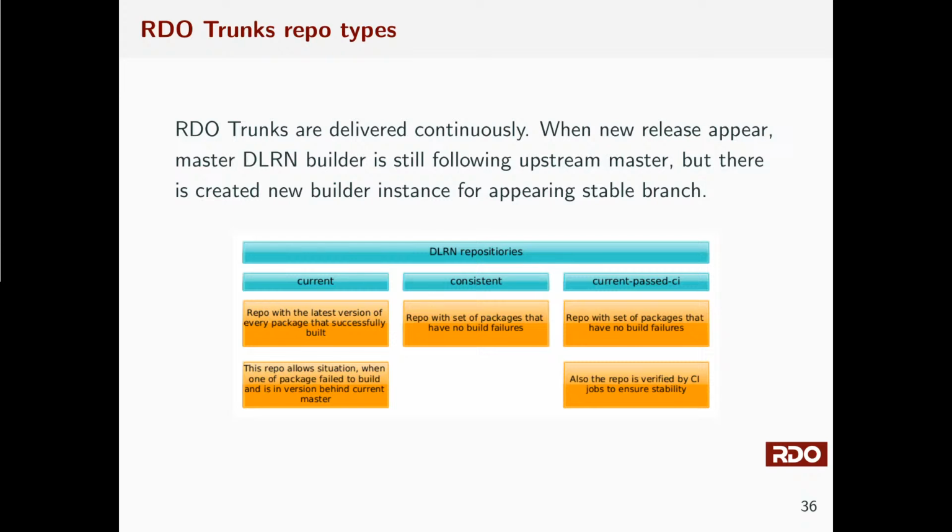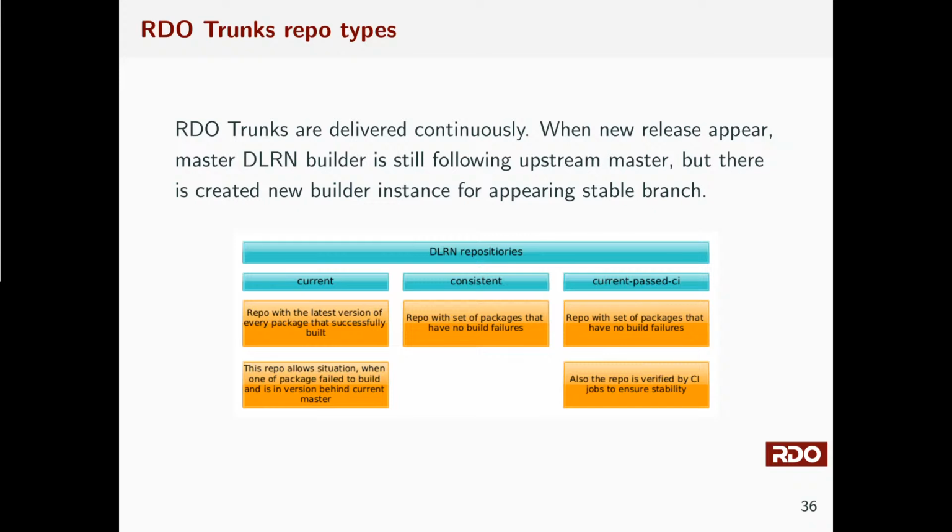So the current one is a repo with the latest version of every package that was successfully built. What's important about this repository? This is a repo which allows the situation when one of the packages failed to build from source and is in a version behind the current master. So keep in mind that not all packages in this repository can be up to the latest commit.